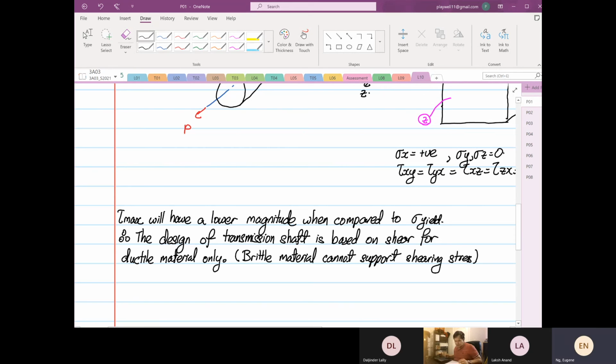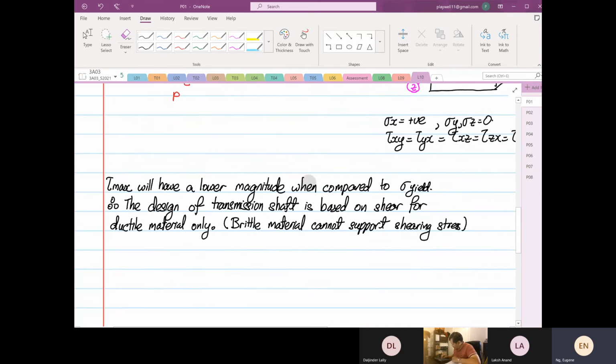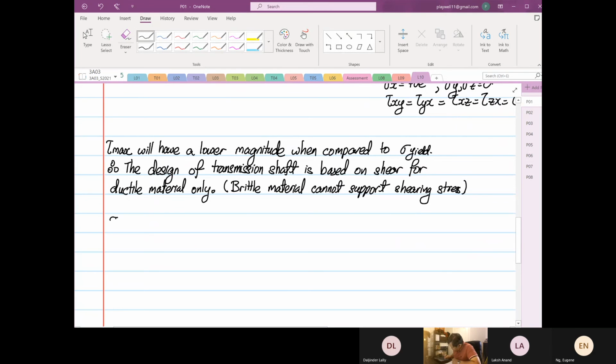Brittle material cannot carry shearing stress. We have written an expression where tau max is equal to the square root of the stress average squared plus the shear xz squared. I'm going to call this equation 1.